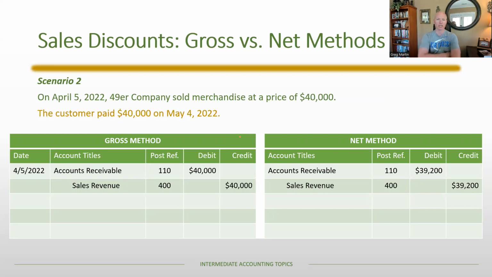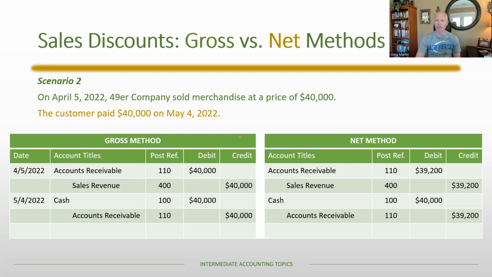But in this case, let's say that they didn't pay until May 4th. And so they did not qualify for the discount. So they have to pay the full $40,000. On the left-hand side, pretty straightforward, like we've always done. I collect the $40,000 cash, we're good to go.